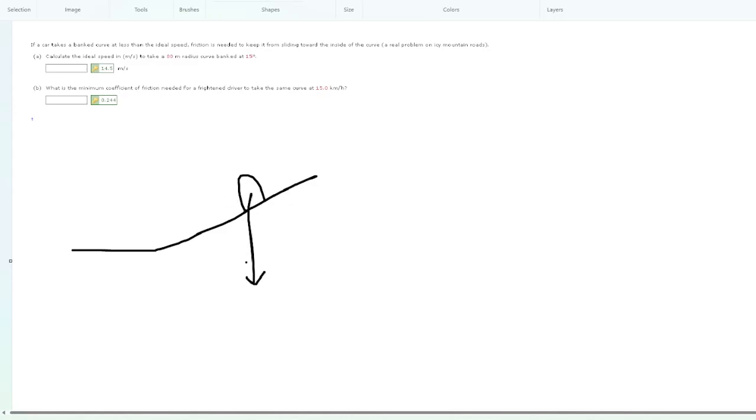Well, your force of gravity is going to be going this way, and if you remember your trigonometric stuff, you have a force of gravity in the horizontal direction. That's going to push you this way. And if you're driving, you're going to have the same problem.